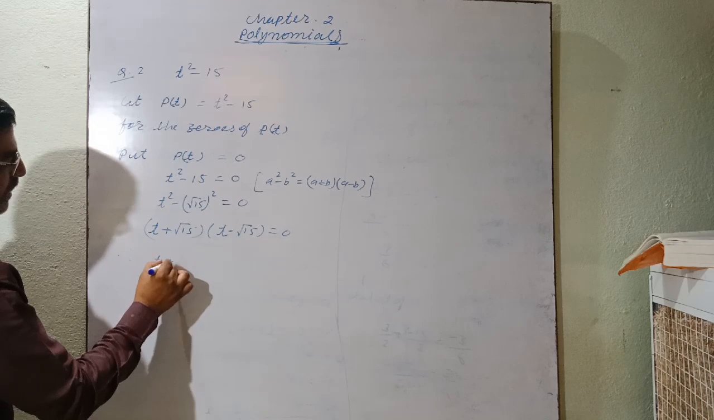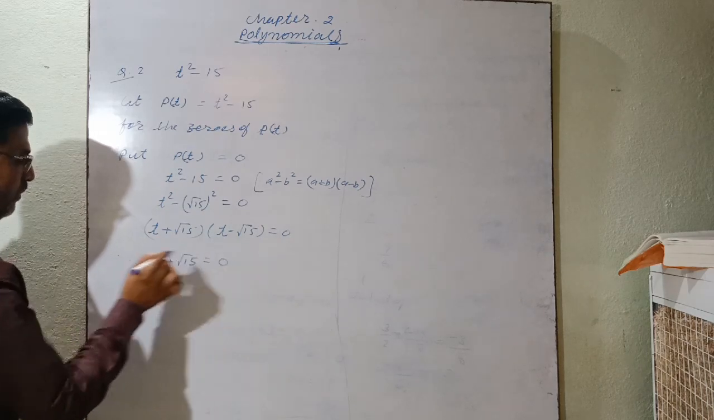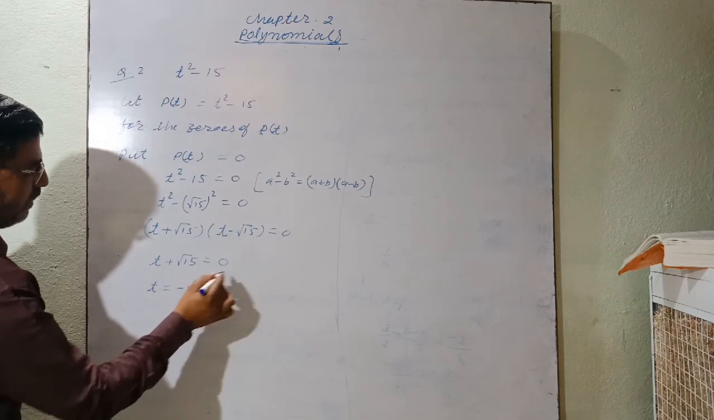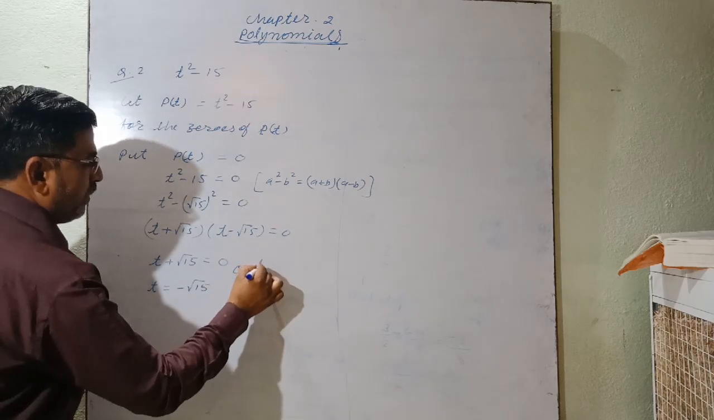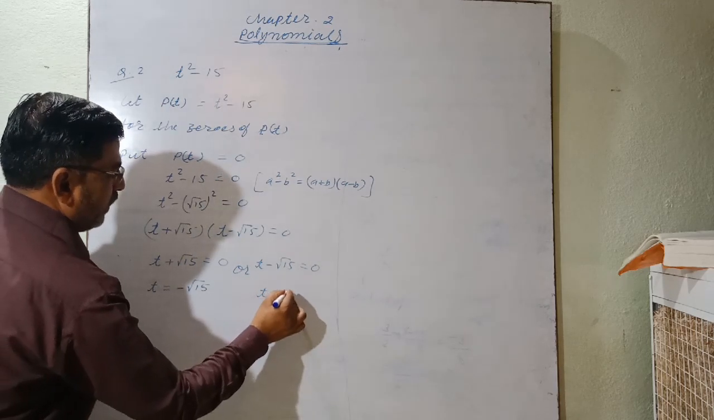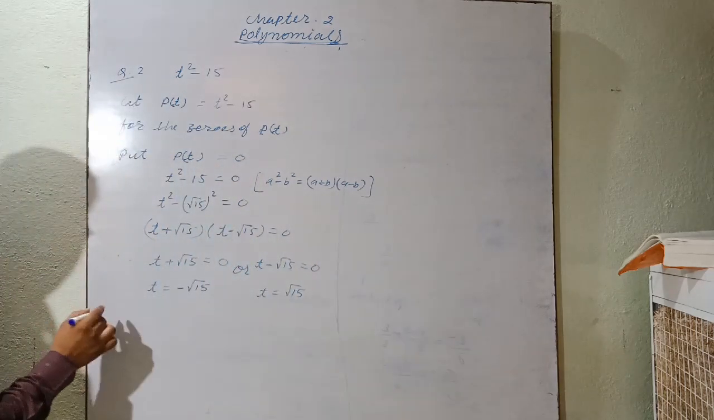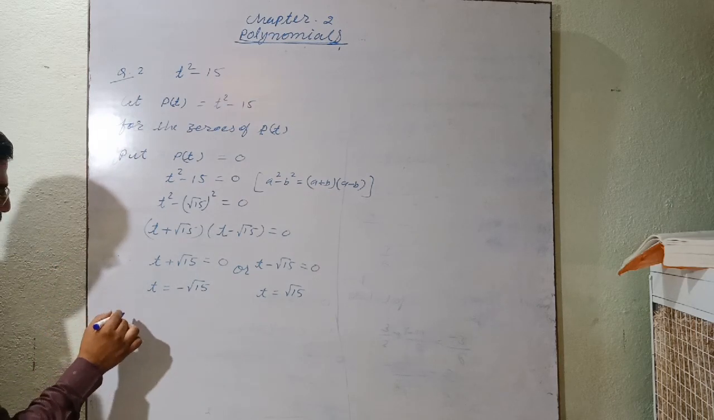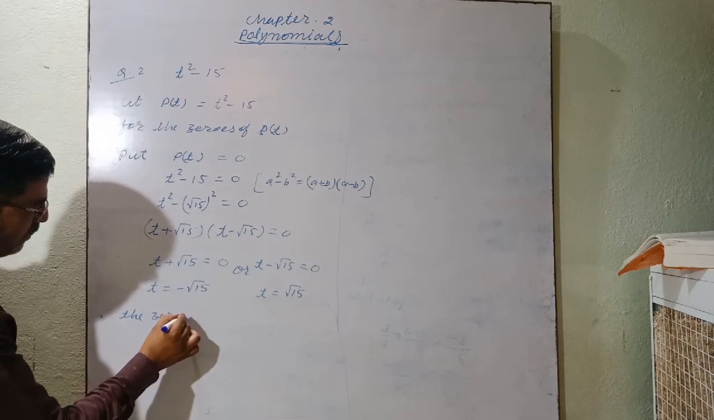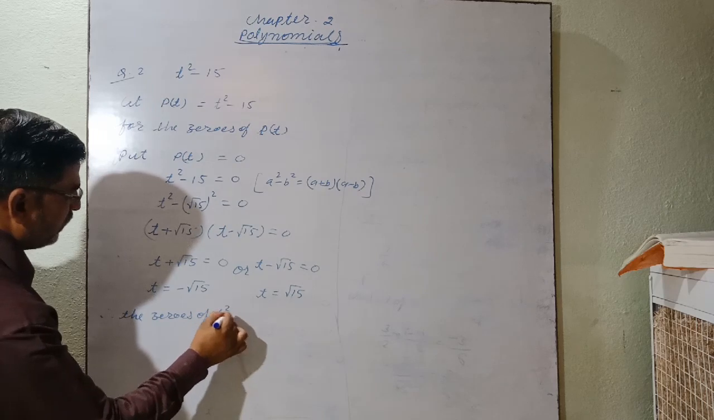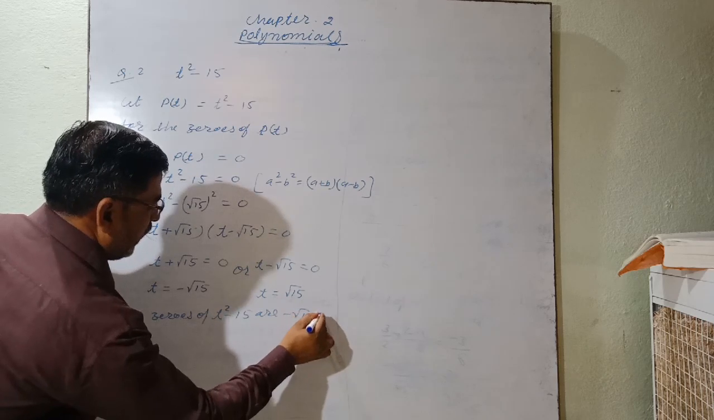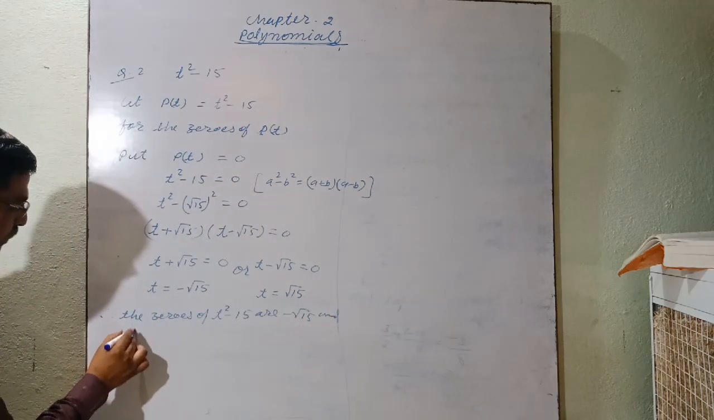So t plus under root 15 equal to 0, then t is equal to minus under root 15, or t minus under root 15 equal to 0, then t is equal to under root 15. So the zeros of t square minus 15 are minus under root 15 and under root 15.